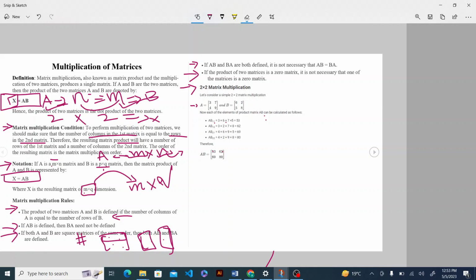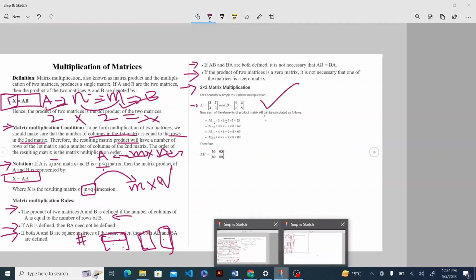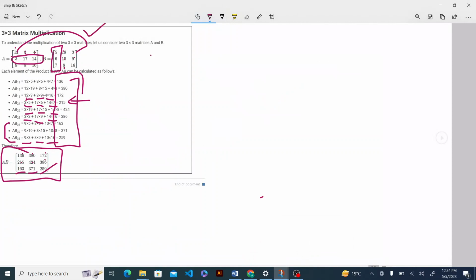And the last one was that if the product of two matrices is 0, then it is not necessary that one of the matrices contributing in the product or multiplication was a 0 or null matrix. It is not the case. Any matrix can produce a 0 matrix as well. Okay, any two non-zero matrices can produce a 0 matrix. Then we saw the example of 2 into 2 matrix multiplication, and then the second one we saw 3 into 3 matrix multiplication.